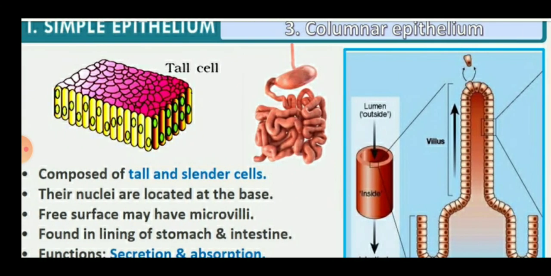And the third type of the simple epithelium tissue is the columnar simple epithelium tissue. It is composed of tall and slender cells. Their nuclei are located at the base, and the free surface may have microvilli. They are found in the lining of the stomach and the intestine. So the function is mainly secretion and absorption.